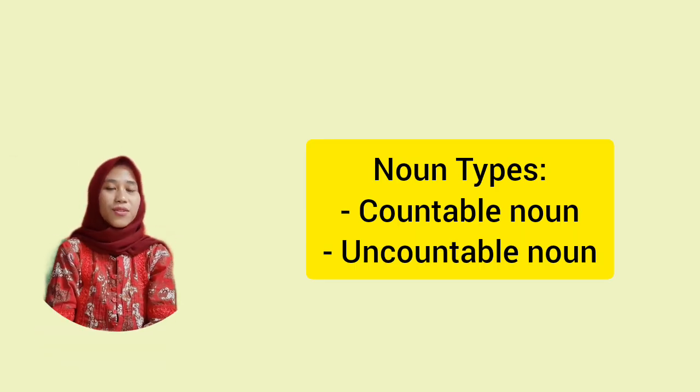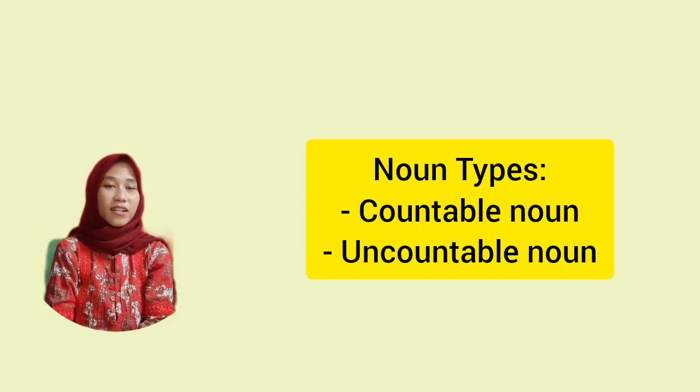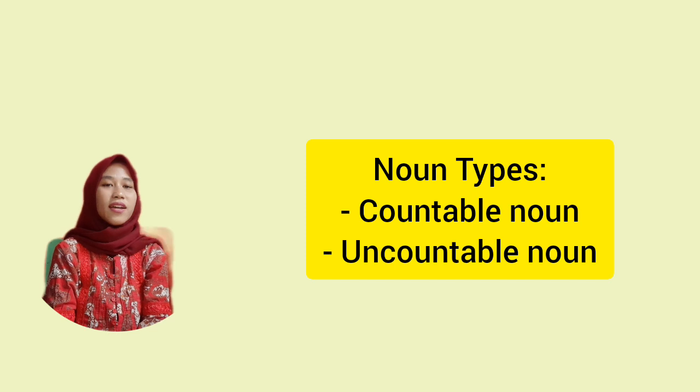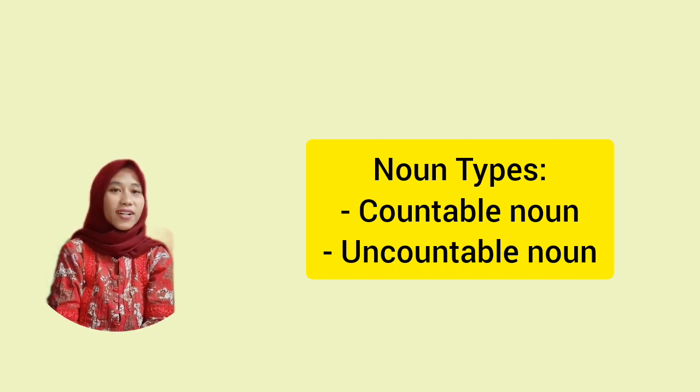Noun types. We have countable and uncountable nouns. A countable noun, for example, is two apples. Uncountable nouns, for example, are hair, sugar, and salt.